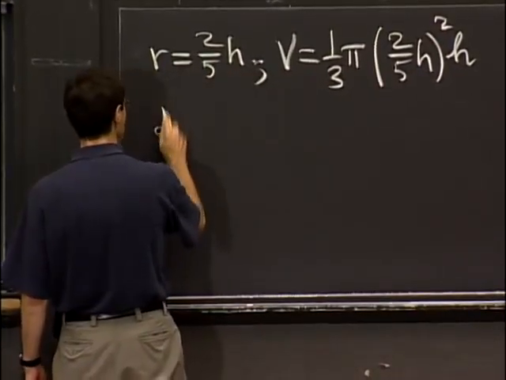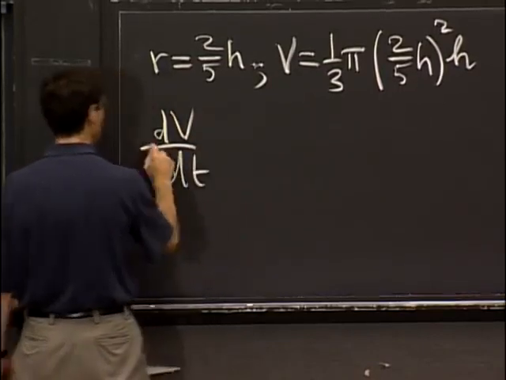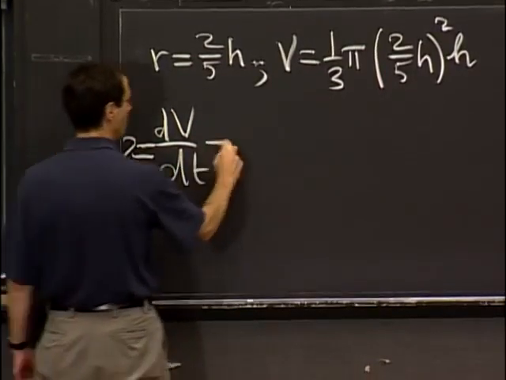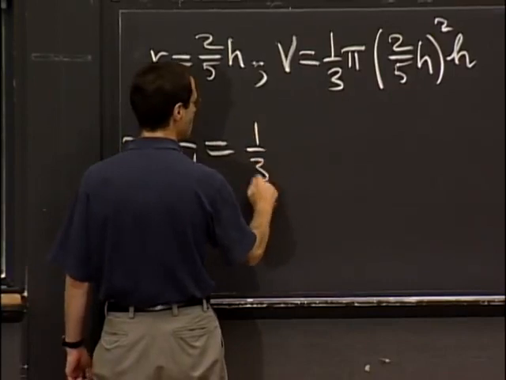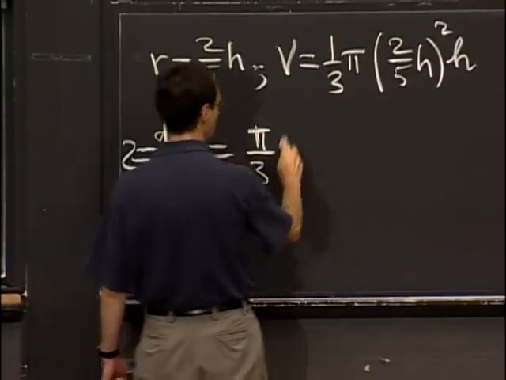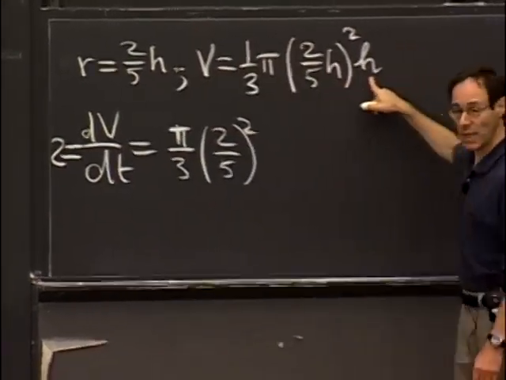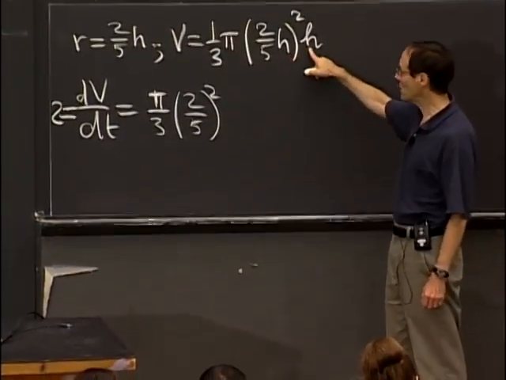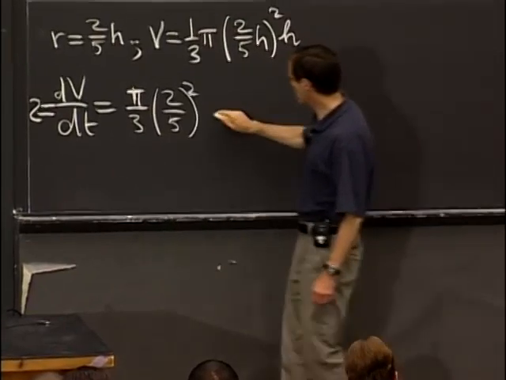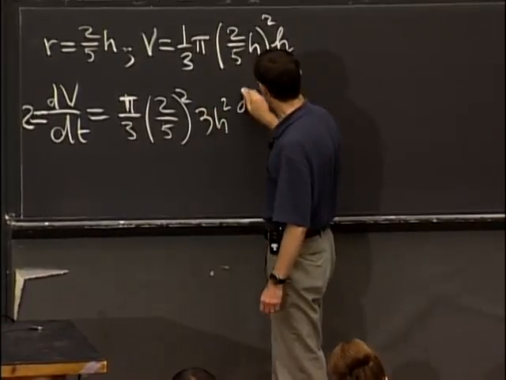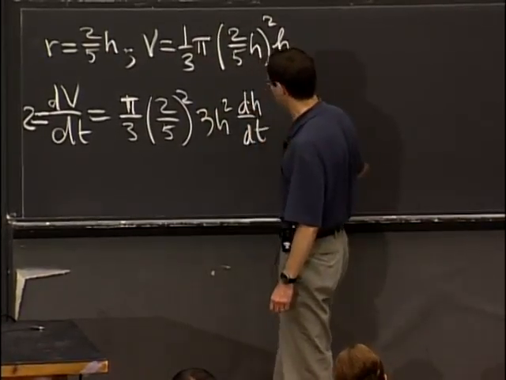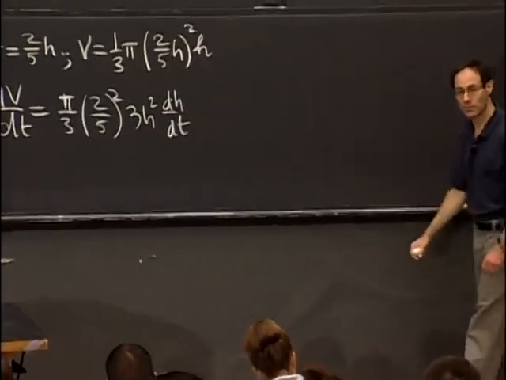So this is dV dt, which of course is 2, is equal to, and if I differentiate it, I just get this constant, pi over 3, this other constant, (2/5) squared, and then I have to differentiate h cubed, right? h squared times h. So that's 3h squared times dh dt. All right, that's the chain rule.